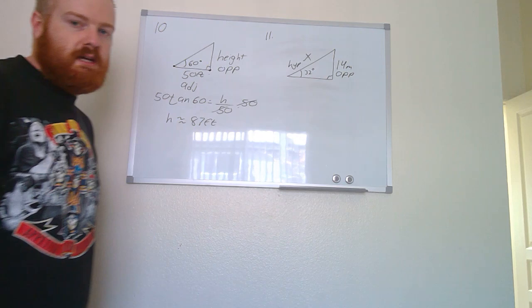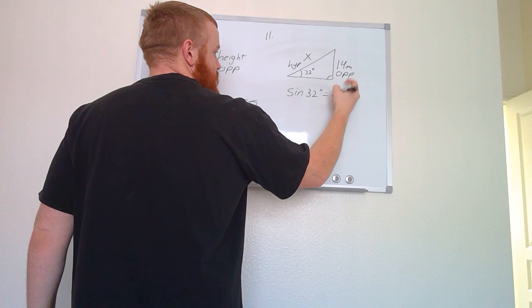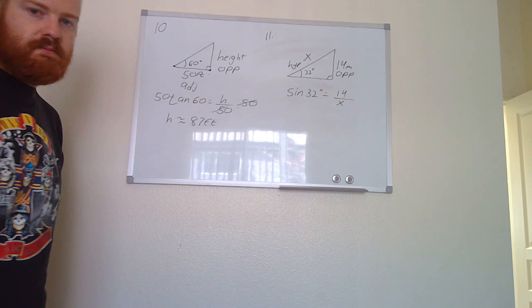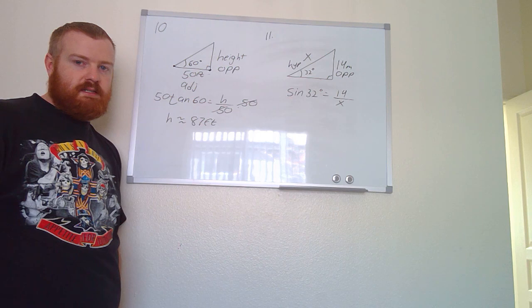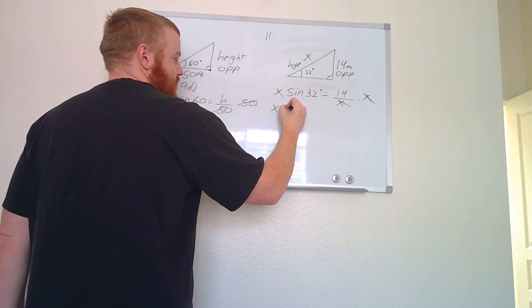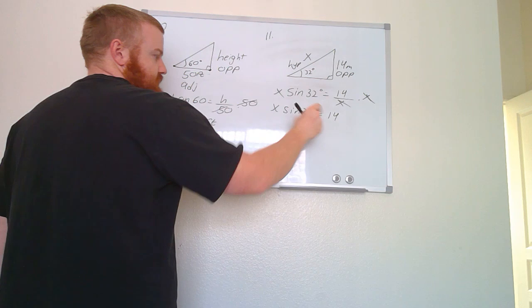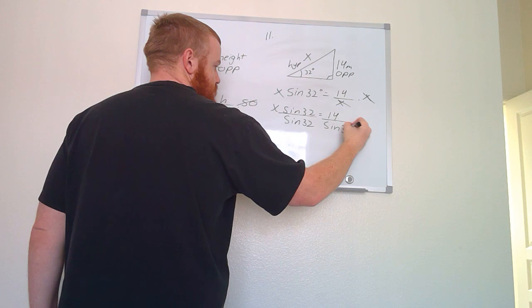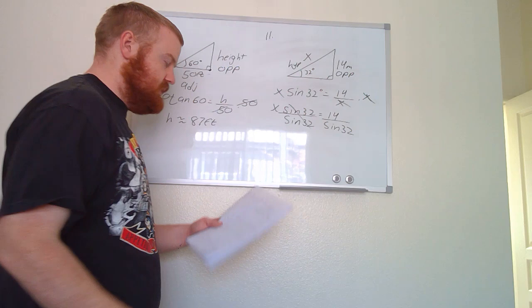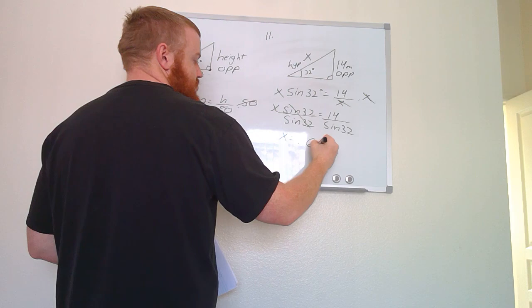So the sine of 32 degrees equals the opposite, which is 14, divided by the hypotenuse, which is x. To get rid of the fraction, we multiply both sides by the denominator since the variable is in the fraction. So we multiply both sides by x. So we have x times the sine of 32 equals 14. Now to get x by itself, we divide over the sine of 32. In your calculator, you'll type in 14 divided by the sine of 32, and that is going to give you approximately 26. Since this was in meters, our answer will be meters as well.